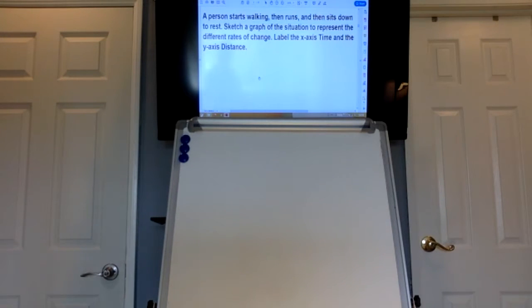Label the x-axis time and the y-axis distance. So we have no idea how much the distance was. Yeah, it's conceptual only.